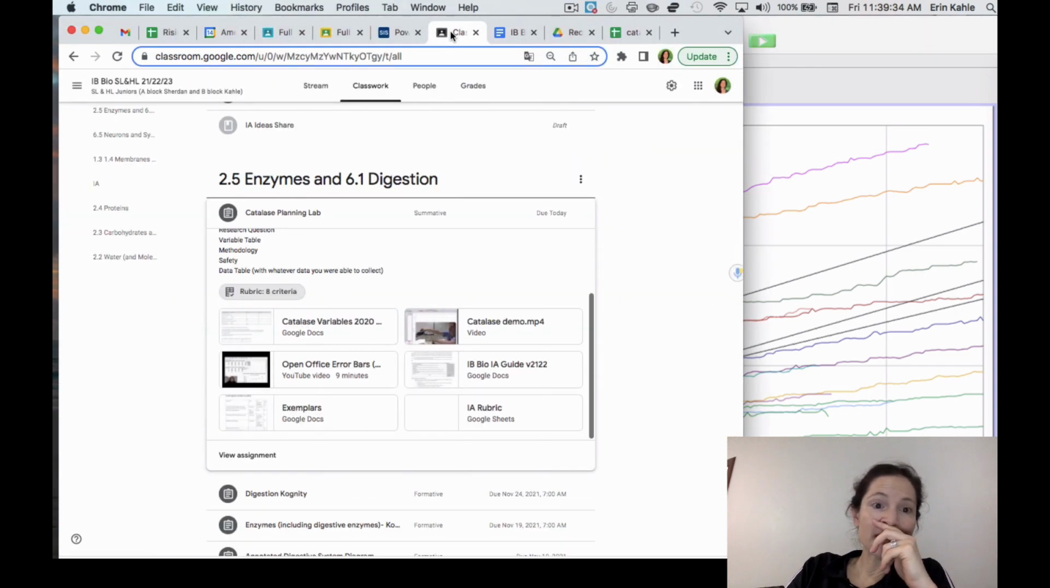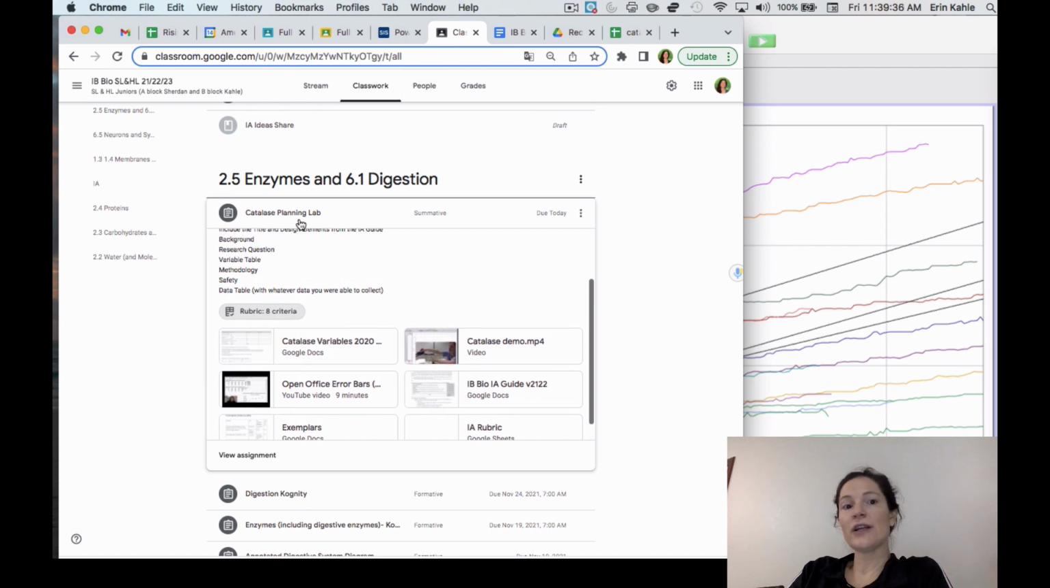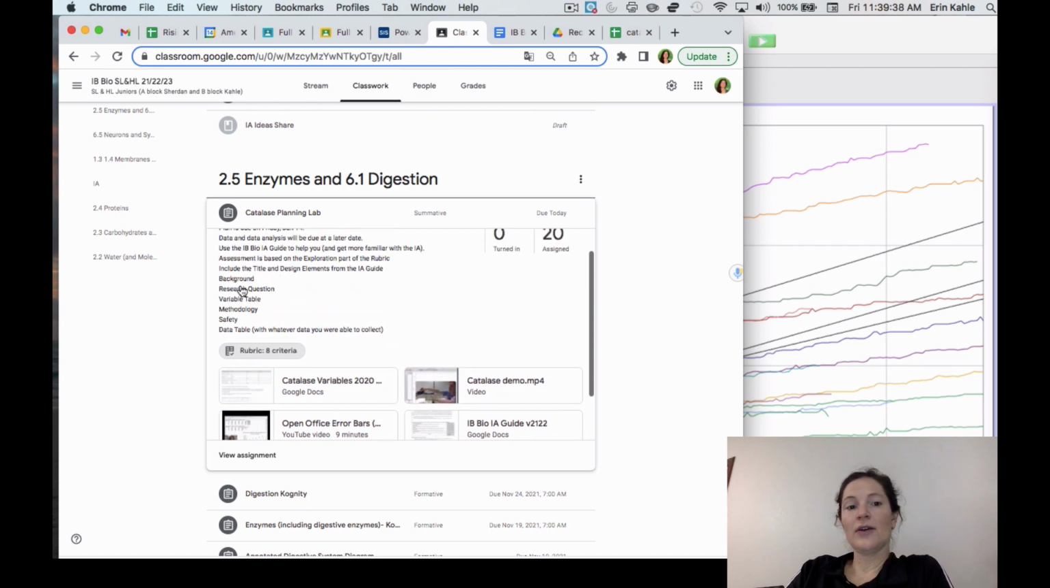keep in mind, this is written here as the planning section, but remember that many of you have data. You can start on your processing, making your graph, and then even doing your conclusion, your evaluation. But again, remember what you turn in today.